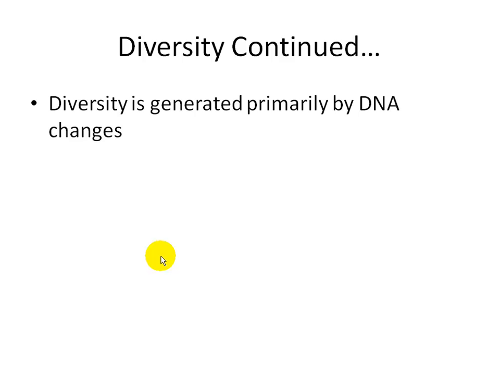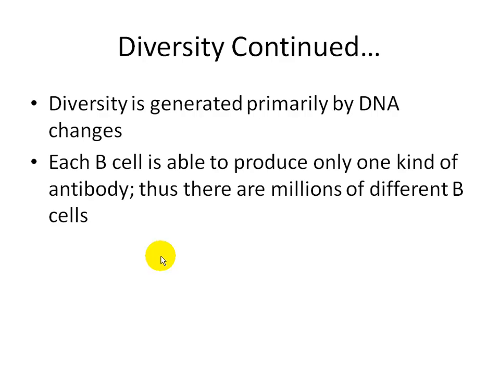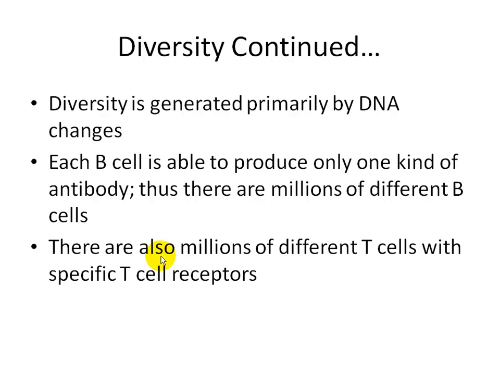This diversity is generated primarily by DNA changes. Each B cell is able to produce only one kind of antibody. So therefore, there are millions and millions of different B cells in the body. There are also millions and millions of different T cells with specific T cell receptors in order to get all of these antigens.